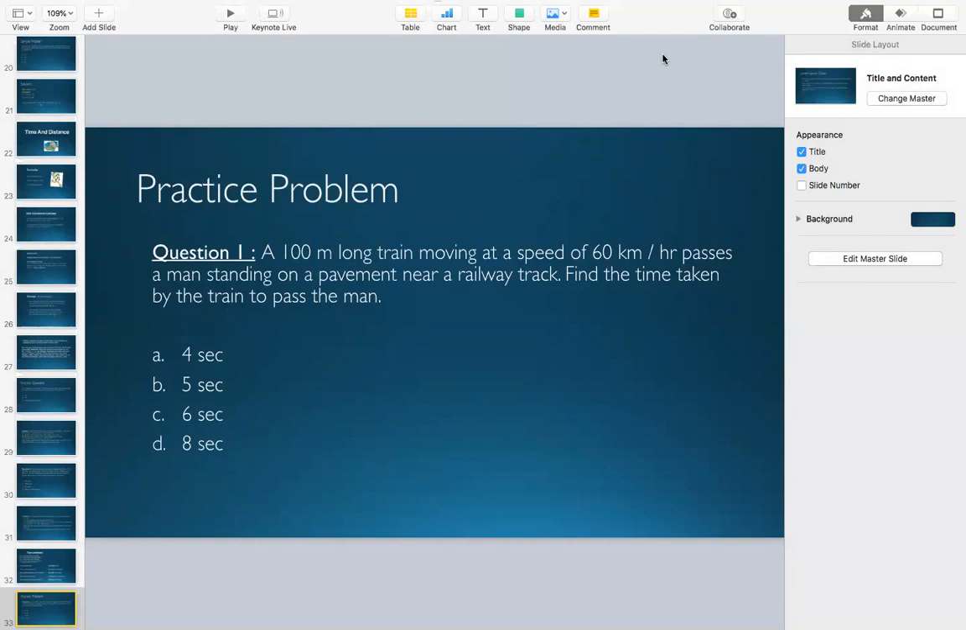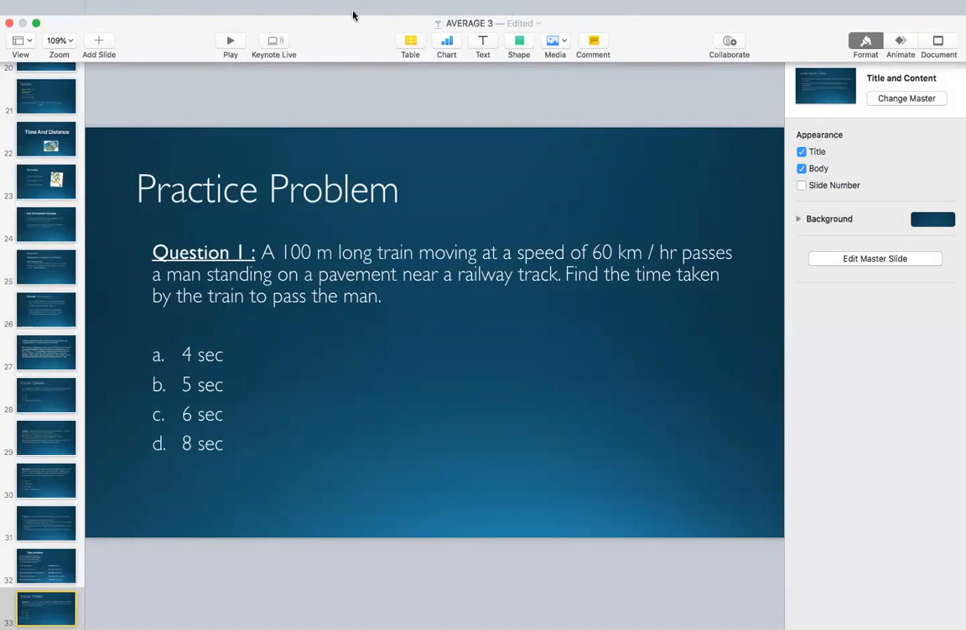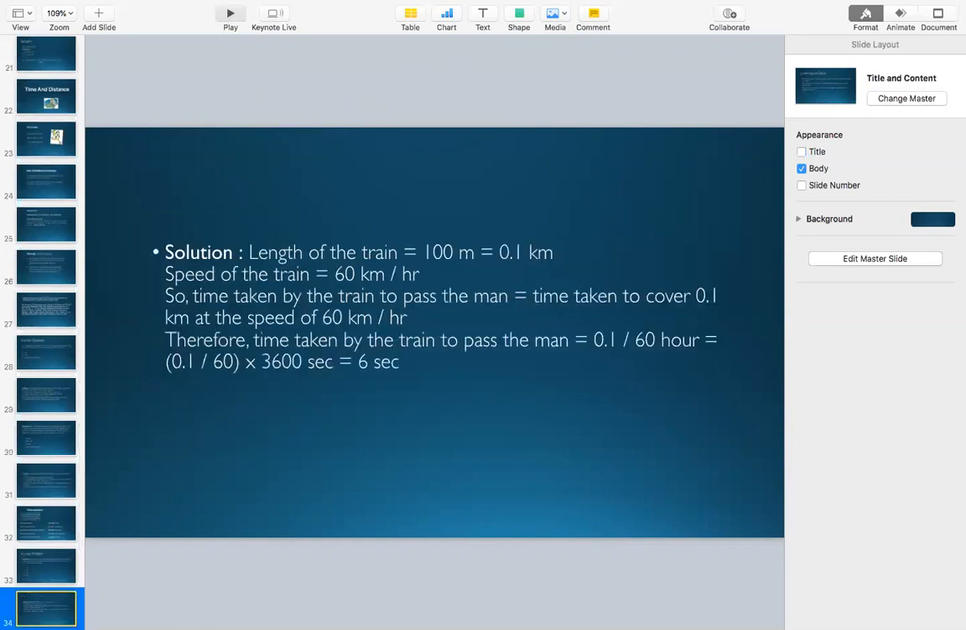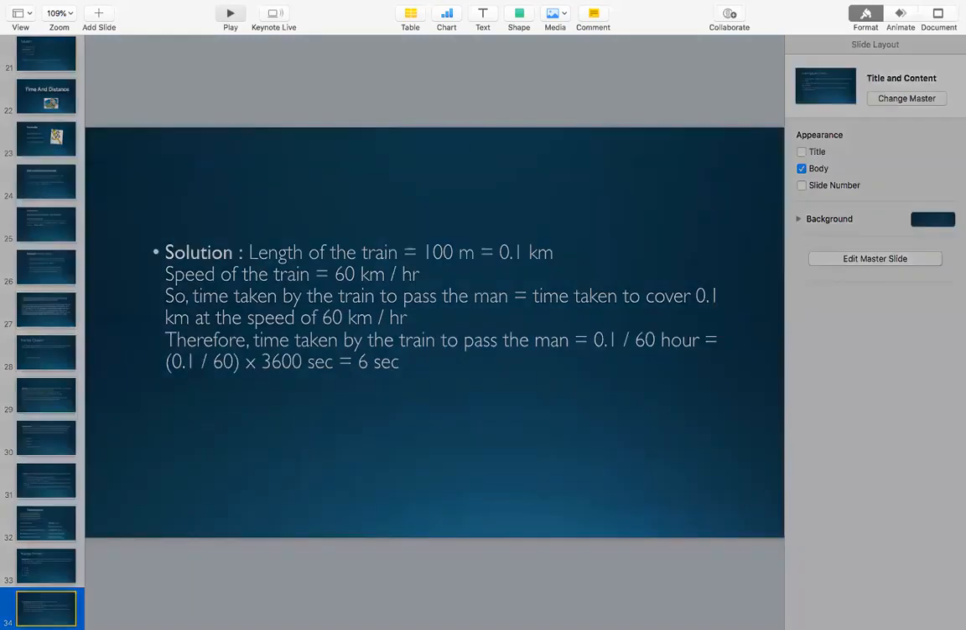So people are confused between option A and option C. Okay, let's look into the solution. The answer is option is seconds.